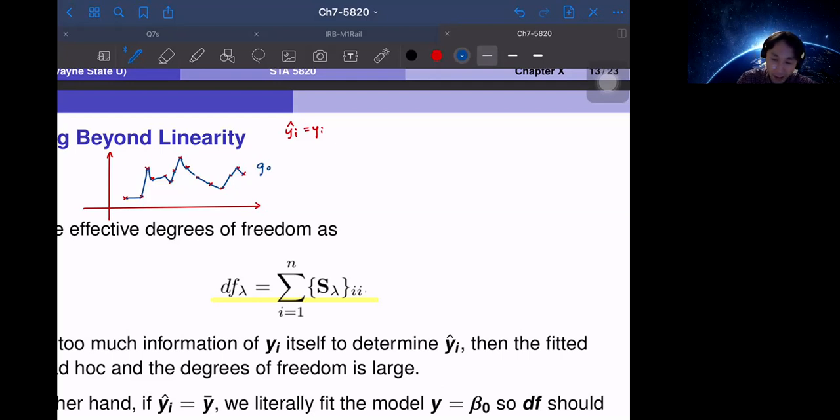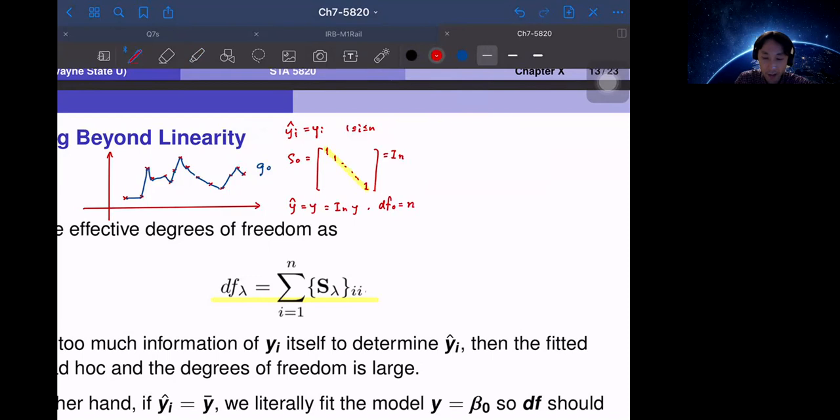For this case, S lambda is S0. Lambda is small, so we don't penalize it at all. So S0 is the identity matrix, because y_i hat is y_i for all i, so the vector y hat is equal to the n by n identity matrix times y. That means the diagonal terms are all 1, so the degrees of freedom is n. df0 is n, which is consistent with our definition.